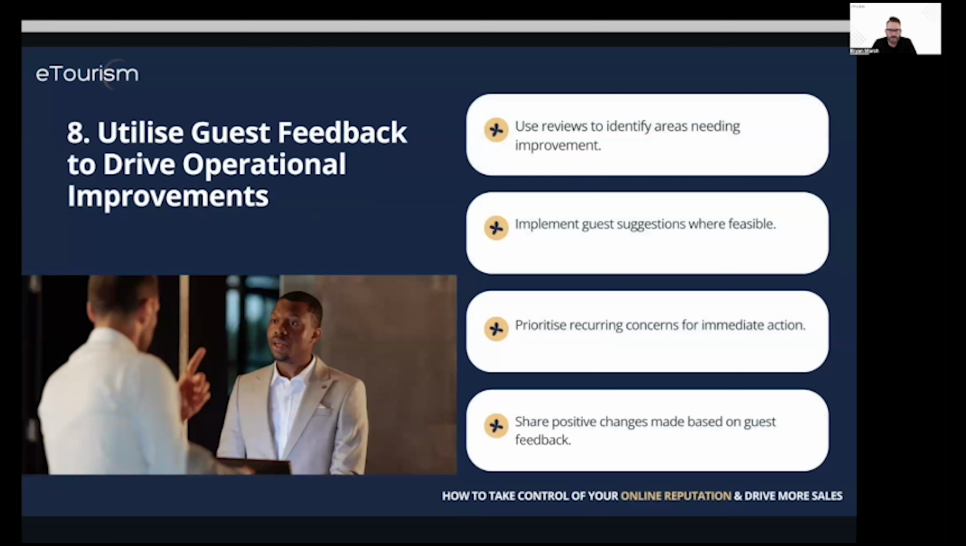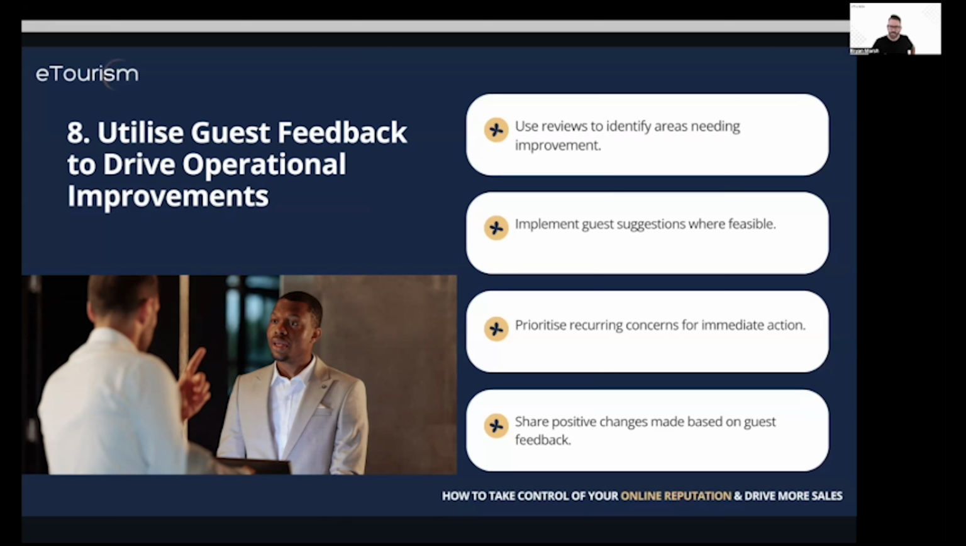Number 8, utilize guest feedback to drive operational improvements. Use reviews to identify areas needing improvement. Like I shared before, if you're getting reviews about something, then don't ignore it. Don't put your head in the sand. Deal with it. Give it focus. Give it attention, and then you fix the problem. And then you get to use that in your responses, that we've taken the feedback on board, and then your guests get to see that you're proactive.